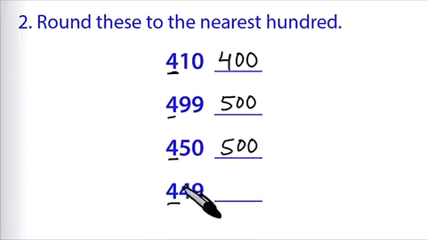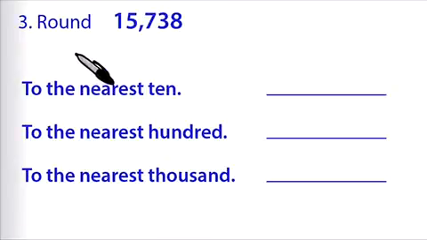449, we need to look at this digit right here, and it's a 4, and 4 is less than 5, so that means we round down. We keep this the same, so that 449 rounds down to 400. For problem 3, we need to round this number here, 15,738. We need to round it to the nearest 10, to the nearest 100, and to the nearest 1,000.